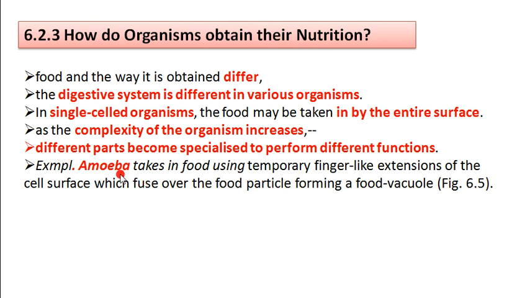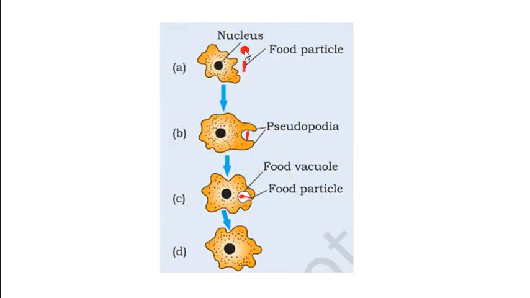For example, amoeba. Amoeba is a unicellular organism. Amoeba takes in food using temporary finger-like extensions of the cell surface, which fuse over the food particle, forming the food vacuole. We can see figure 6.5. So what will amoeba do? Amoeba will take the food using its temporary finger-like extensions. This is the figure. These are called pseudopodia, the finger-like structures of amoeba.